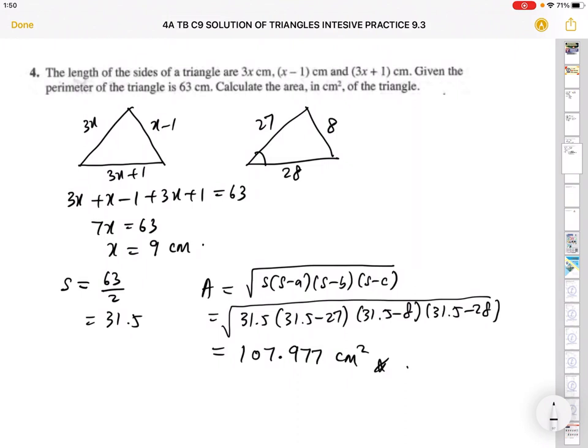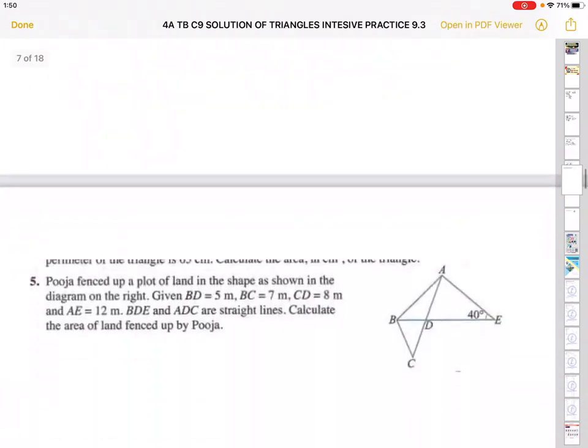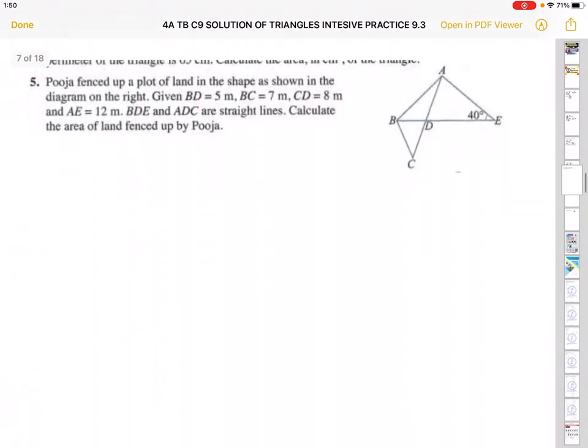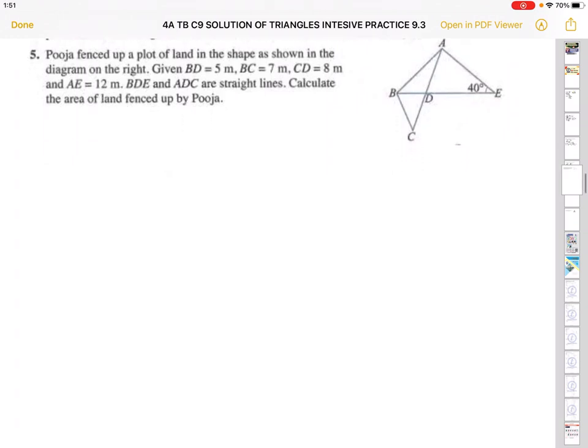Moving on to question 5. Pooja fenced up a plot of land in the shape shown in the diagram. The measurements are BD is 5, BC is 7, CD is 8, AE is 12, and BDE and ADC are straight lines. Calculate the area of the fence.